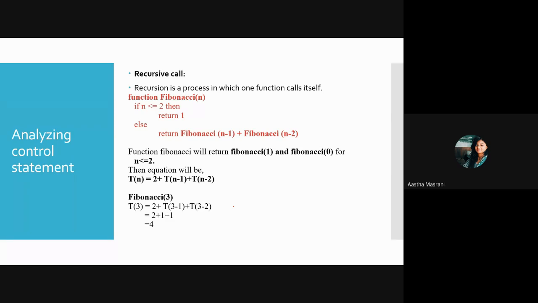And if you start the series from 0, the answer will change. It will be 0 plus 1, 1, 1 plus 1, 2, 2 plus 1, 3. So both the ways you can try it.